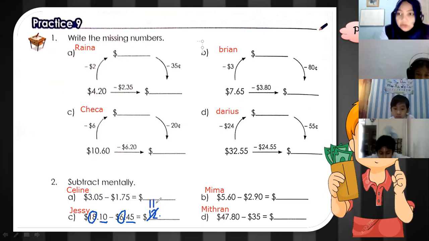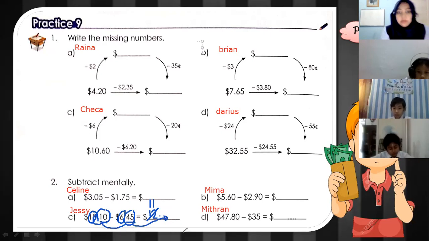Okay? And then, where should I put the one that I borrow? Kamu tadi sudah pinjam $1, kan? $1 sama dengan berapa sen? 100. Jadi kamu bisa menjadikan 10 di sini menjadi 110. Karena kamu sudah pinjam 100 sen tadi dari depan. Jadi 110. Sekarang bukan 10 lagi. Nah, sekarang you just need to minus 110 with 45. Nanti ketemu deh jawabannya. Nanti jawabannya taruh di sini. Ini cara subtracting dollars and cents mentally.